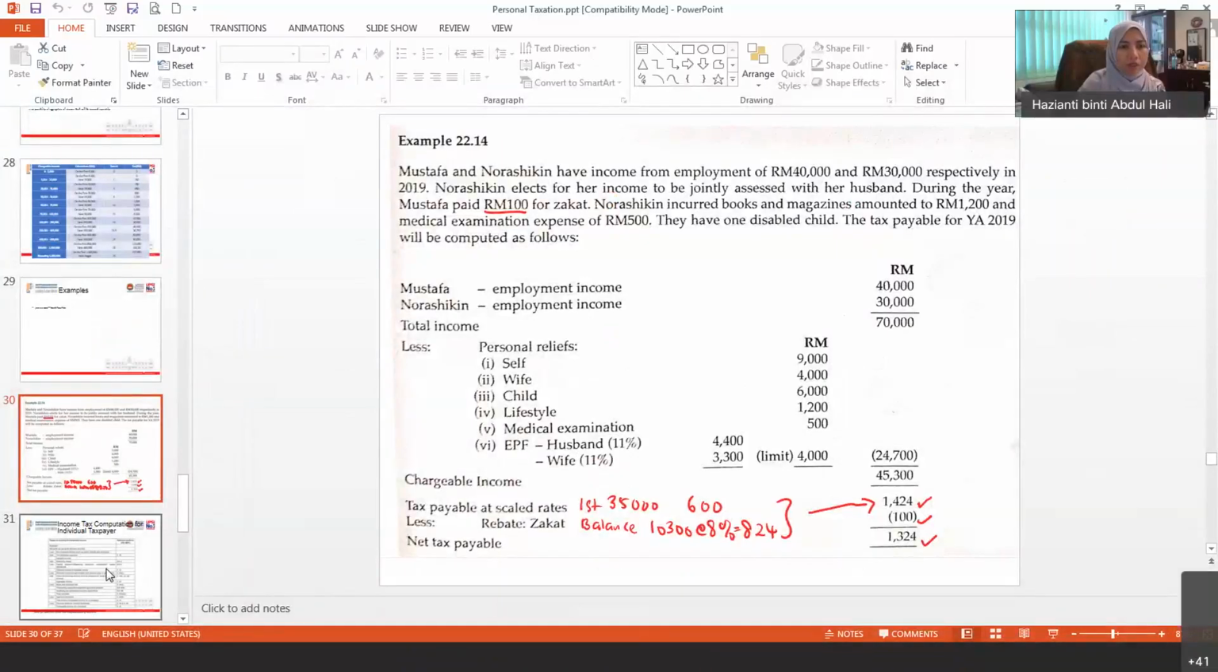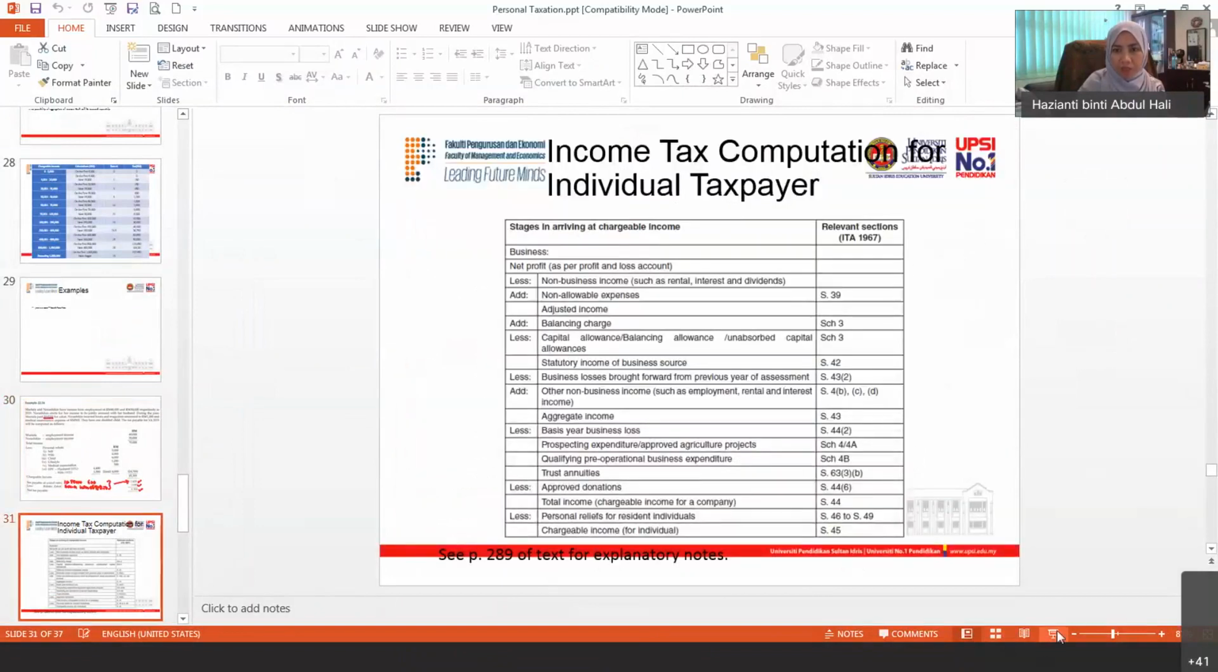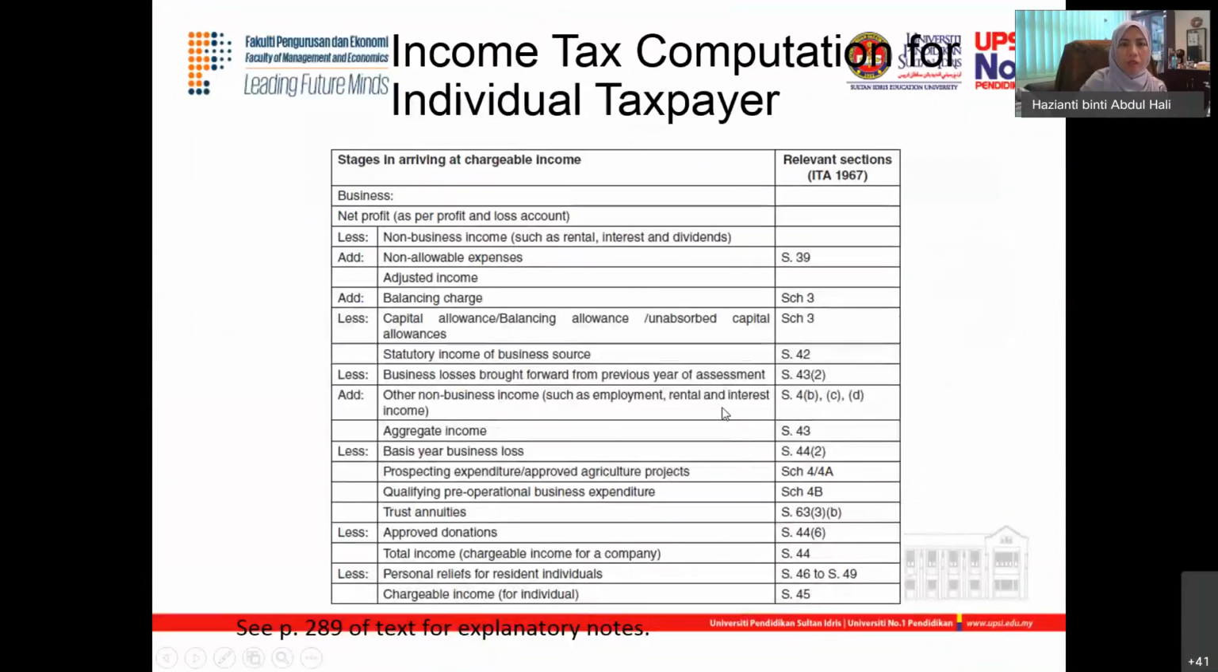So this is the individual tax computation, the example of individual tax computation. Okay, so kita belum buat dekat sini, kita belum buat business income ni. Kita akan buat business income next week, and then after next week you can have the whole question combined lah. But for the purpose of your exam, I will separate the question lah for chargeable income tu, tak sure lah ada business. For business taxation, kita akan buat properly for one business.